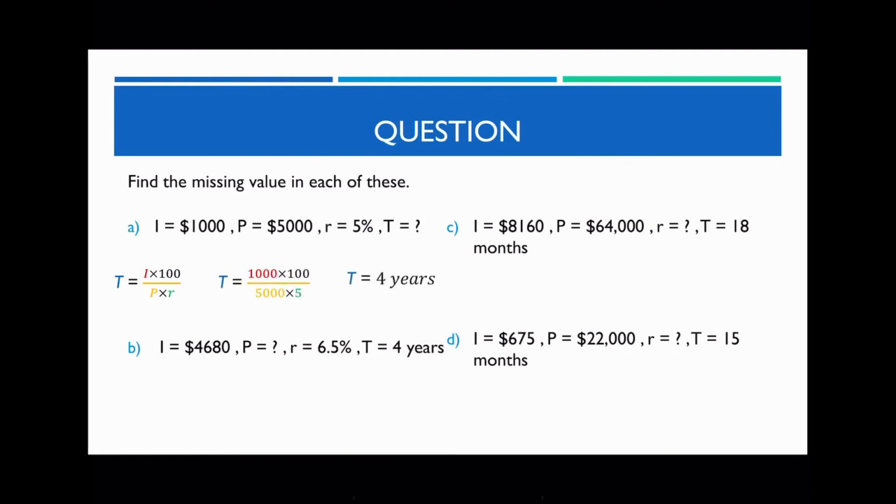In part B, we're trying to find the principal. So therefore, you're using this formula. So the principal is going to be 4,680 times 100 divided by 6.5 times 4. You should get an answer of 18,000.